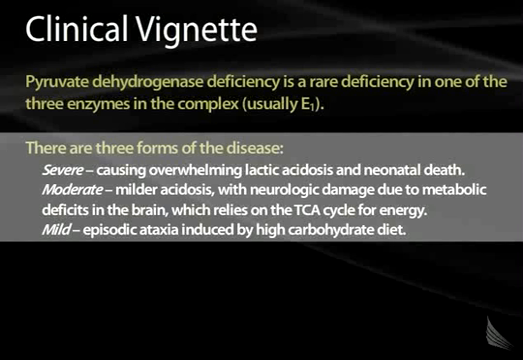There's a moderate form where you get a milder acidosis that causes neurologic damage due to metabolic deficits in the brain. That's because the brain relies on the TCA cycle for energy, and if pyruvate dehydrogenase isn't working, the TCA cycle can't function properly. There's also a mild form that causes episodic ataxia, which is induced by a high carbohydrate diet. Now, whether the form is severe, moderate, or mild depends upon the degree to which the pyruvate dehydrogenase activity is decreased.